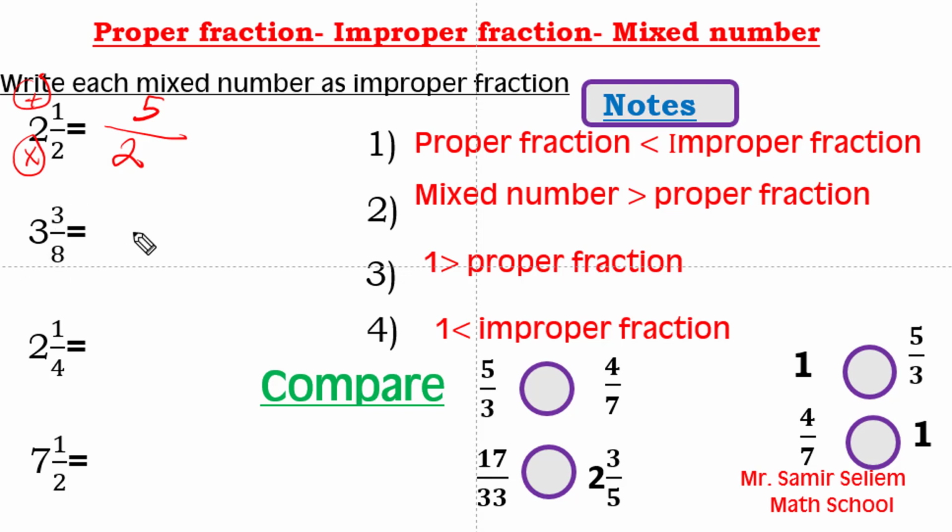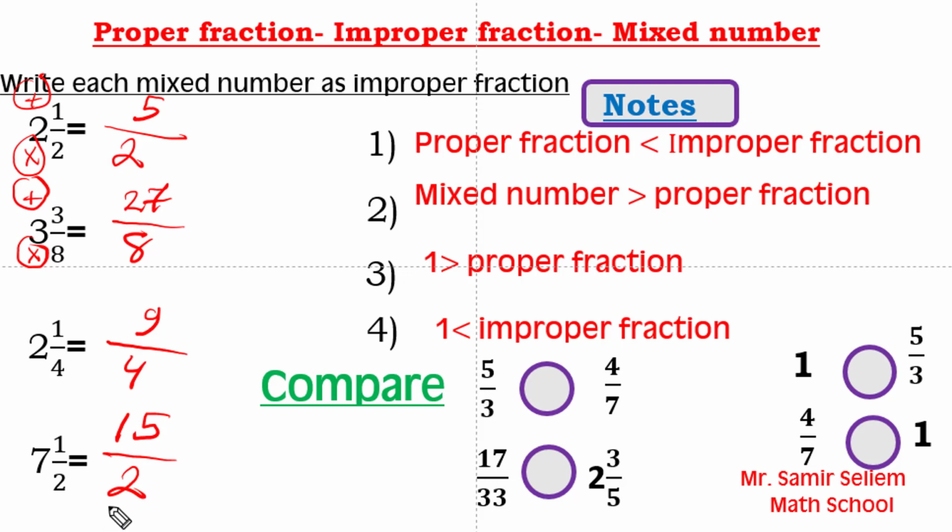3 and 3 over 8, keep the same denominator, which is 8. And multiply 3 by 8 equals 24. And add 3, it will be 27. It will be 27 over 8. In the same way, we have here 4 and 1/2. 2 times 4 equals 8. 8 plus 1 equals 9. And 7 and 1/2, keep the same denominator, which is 2. 7 times 2 equals 14. 14 plus 1 equals 15. It will be 15 over 2.